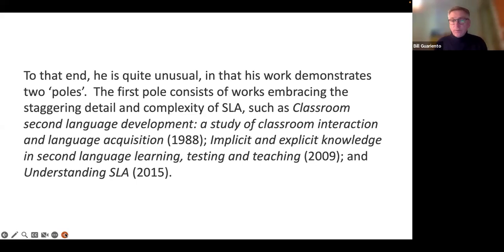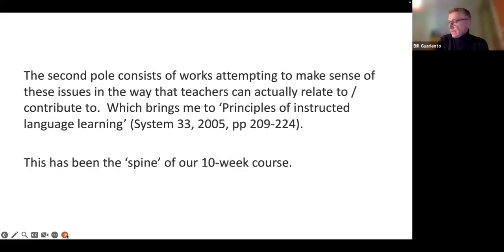So I'm just naming three works that we have in numbers on our shelves at Northumbria: Classroom Second Language Development, a study of classroom interaction and language acquisition from 1988. Implicit and Explicit Knowledge in Second Language Learning, Testing and Teaching from 2009, and Understanding Second Language Acquisition from 2015. You'll see at the end that I'm going to recommend some reading, which is from this year that Rod has done.